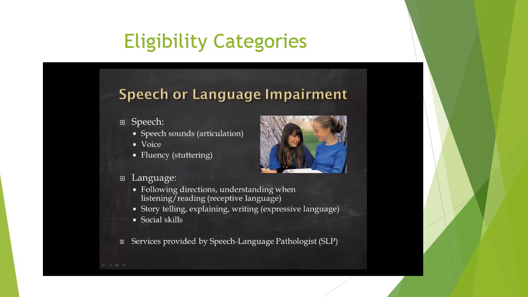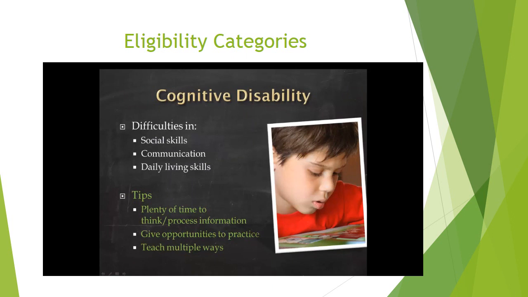Students with cognitive disabilities have difficulty thinking, learning, and solving problems. This may be caused by genetics and/or health problems. A student will require more time to learn tasks and will probably learn best when given plenty of opportunities to practice. They may have difficulty in social skills, communication, or daily living skills like feeding and dressing. The disability will be characterized as mild, moderate, or severe in nature.